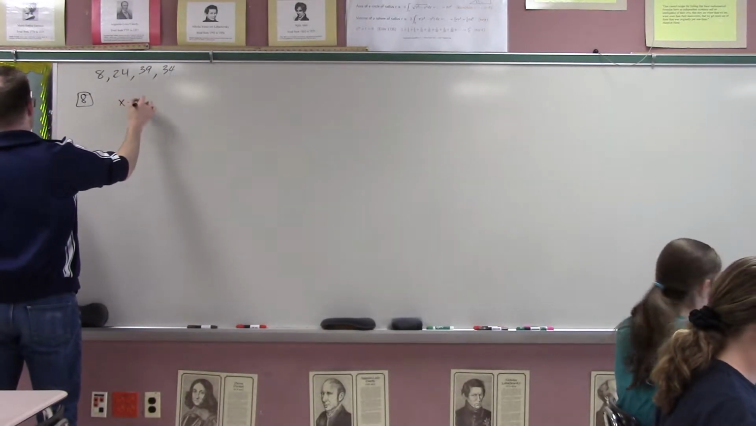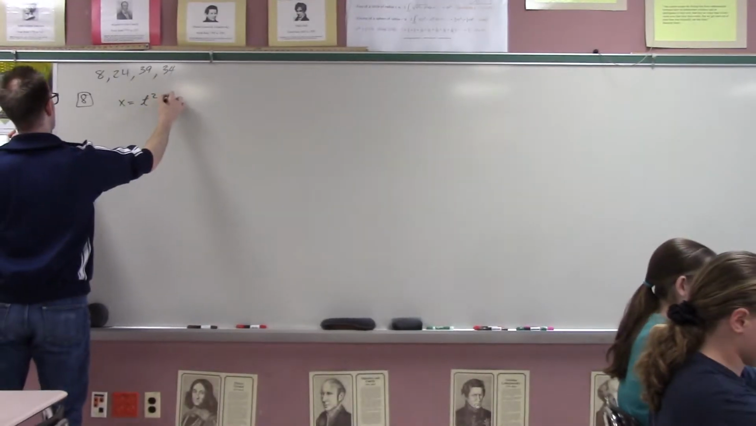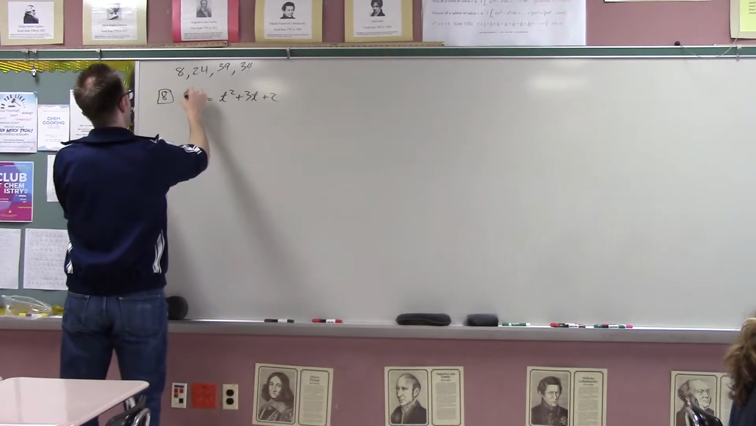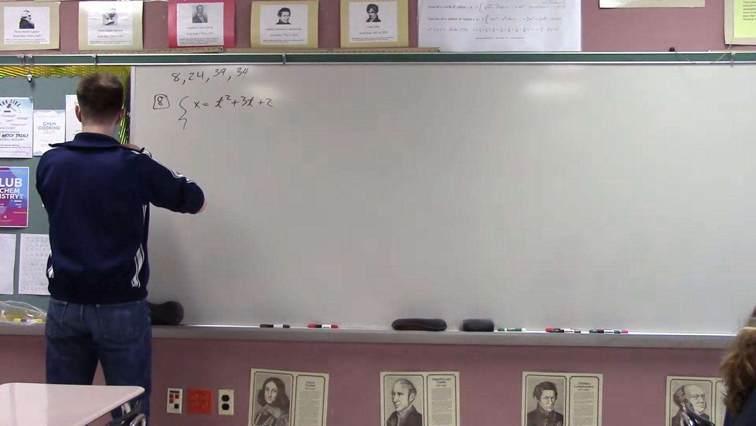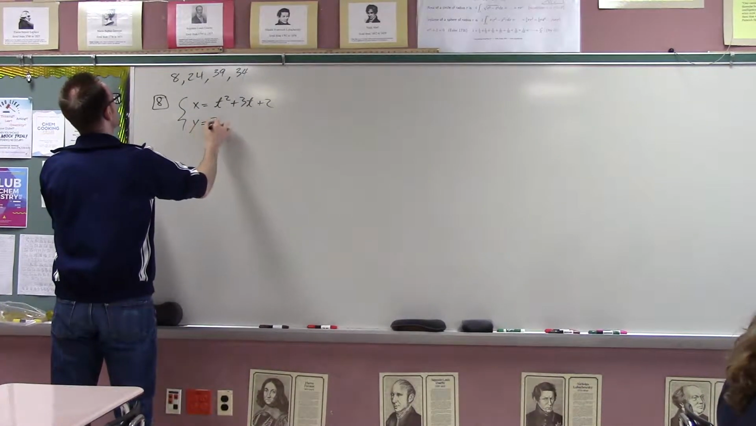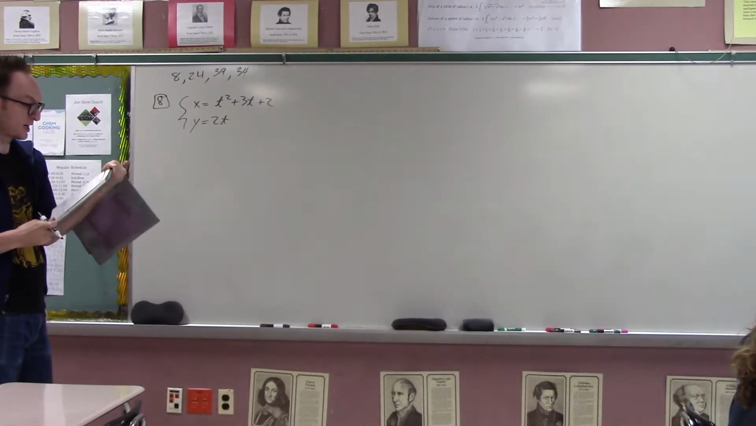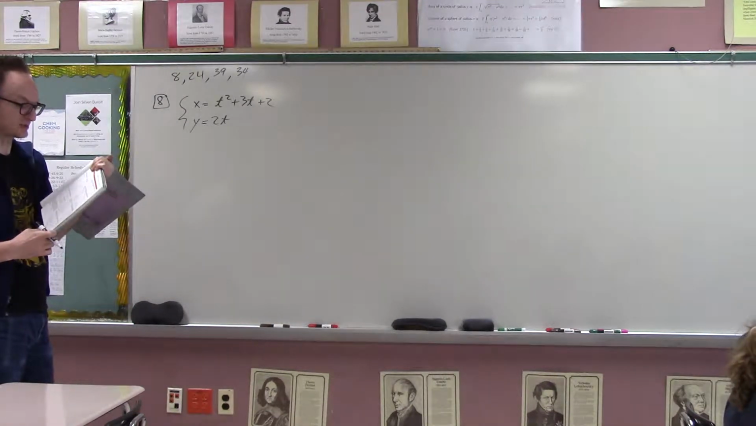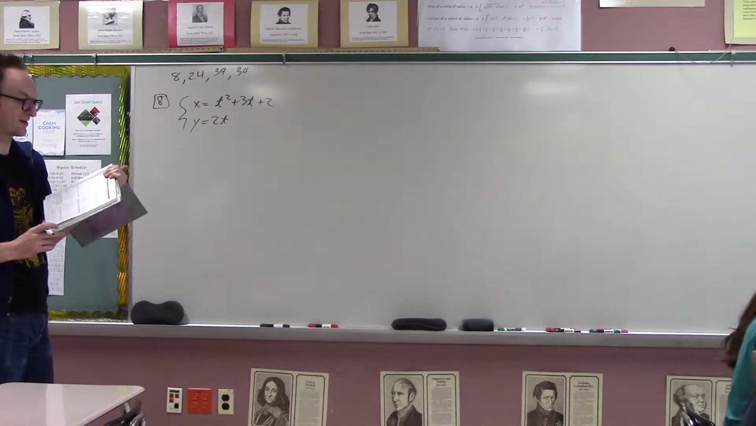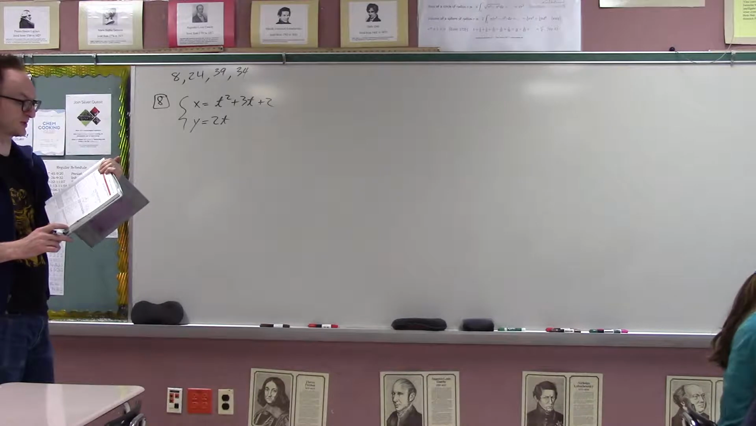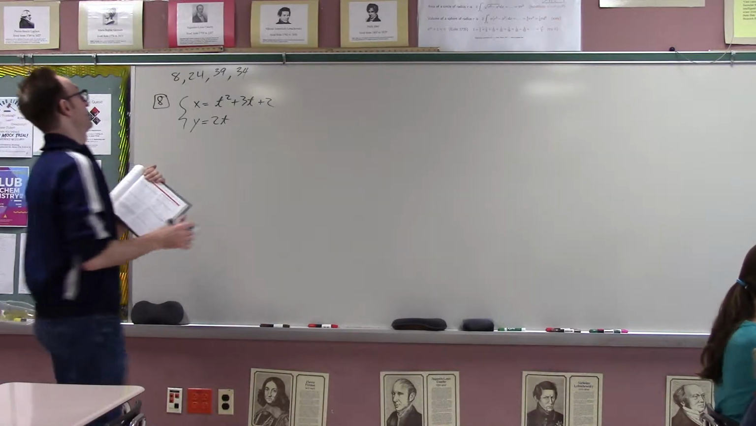We begin. X equals t squared plus 3t plus 2. And y equals 2t. What were the directions here? The directions were find dy dx and d squared y dx squared and find the slope and concavity if possible at the given value of the parameter. We're doing this at t equals 0.